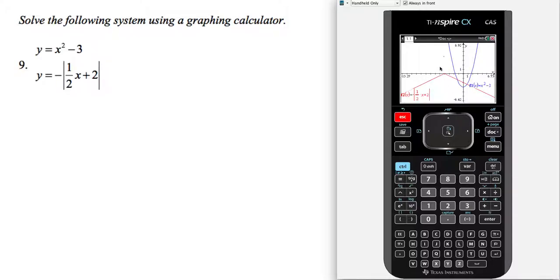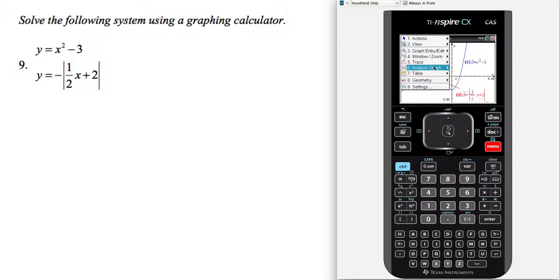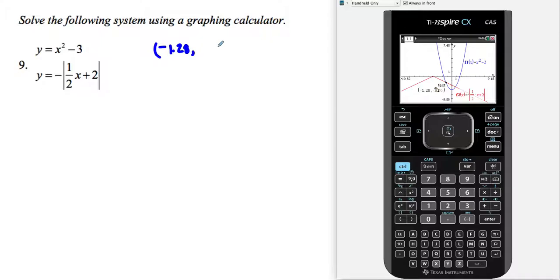All right, so what we're going to need to do is find the intersection points on these. So we're going to do menu, then you're going to go to number 6, analyze graph, number 4, intersection. So for this intersection point that's about right here, I need to put my boundary line below it, put a second one above it, and then it'll give me the answer, negative 1.28 comma negative 1.36. I'll write that down here real quick. So I had negative 1.28 comma negative 1.36.